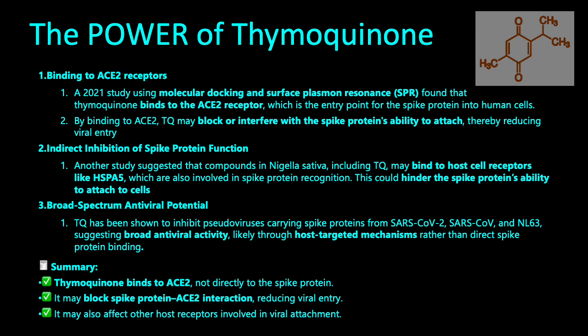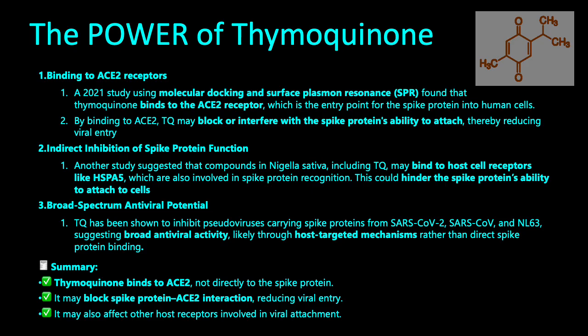And studies have been conducted, a lot of receptor binding studies using computerization and also using computational chemistry. These are done to find out what is suitable to bind to the ACE2 receptors, and they found out that thymoquinone is one of the chemicals that can bind to the ACE2 receptor and prevent the binding of the spike protein to the ACE2 receptor. So this is an indirect inhibition of spike protein function.